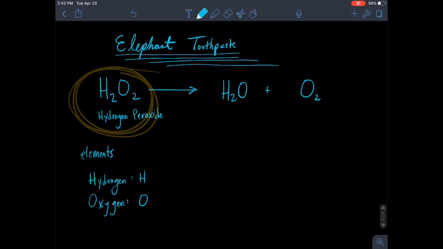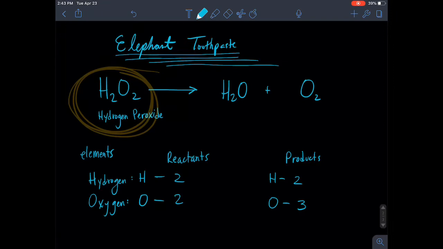If we count the number of hydrogens, we have 2 hydrogens in the reactants. And we have 2 oxygens in the reactants as well. Okay, let's look at the products. In the products, we have 2 hydrogens, and we have 3 oxygens. So where the heck did that extra oxygen come from? Well, it didn't come from anywhere, because actually this is not an accurate equation that I put up there.